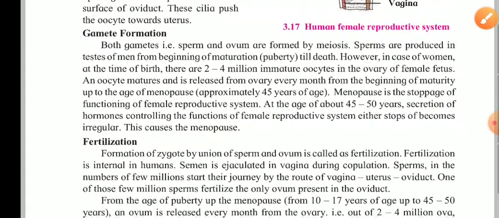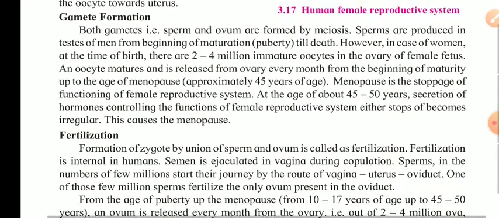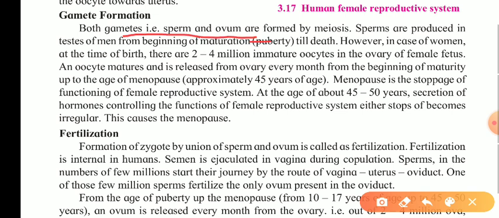Further, the next thing we have to study is gamete formation, what they have given under this particular topic. Gamete formation, we have already studied in a previous section also. Gamete formation is nothing but producing the haploid germ cells. Here we will see what they have given. Both gametes, that is sperm and ovum, are formed by meiosis.